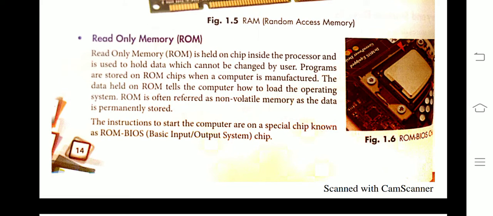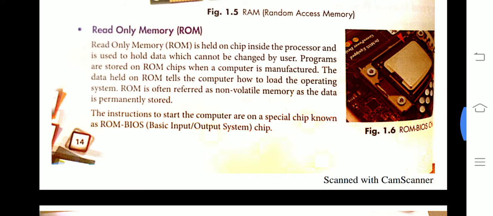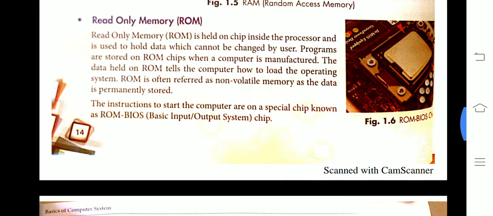Programs are stored on ROM chips. When a computer is manufactured, the data held on ROM tells the computer how to load the operating system. ROM is often referred to as non-volatile memory as the data is permanently stored. It is the memory that is manufactured with the data stored by the manufacturer.